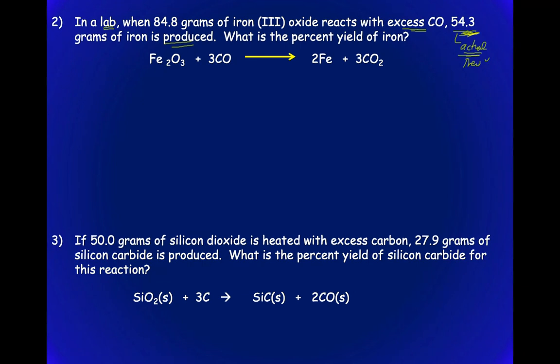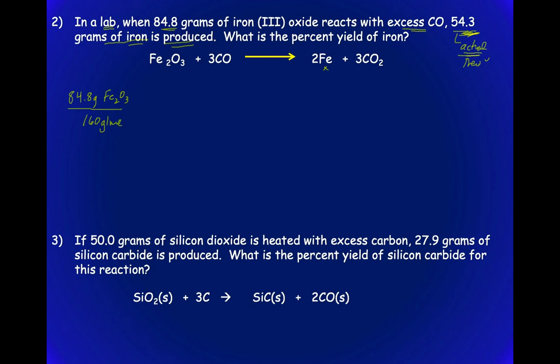So what I'm going to do is find the theoretical yield. I need to find how many grams of iron are produced, how many grams of iron I theoretically would produce. And how am I going to do that? I'm going to start with my mole problem. So I'm going to use my 84.8 grams of iron oxide, which is my Fe2O3. Of course, I've got to get into moles, so I'm going to divide that by my gram formula mass, which is 160.